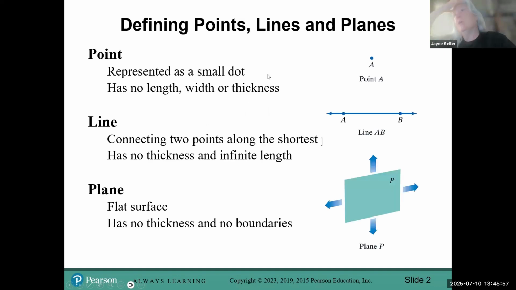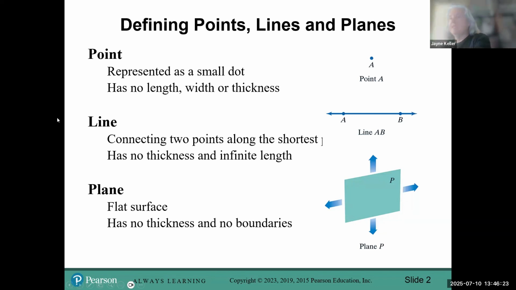So here are the first three definitions and pictures, which I think are helpful. We've got a point. Think of it as a little dot, but in reality, it doesn't have any length or width or thickness. It's the tiniest little pinpoint you can think of. And we usually label it just point A, like you see here.